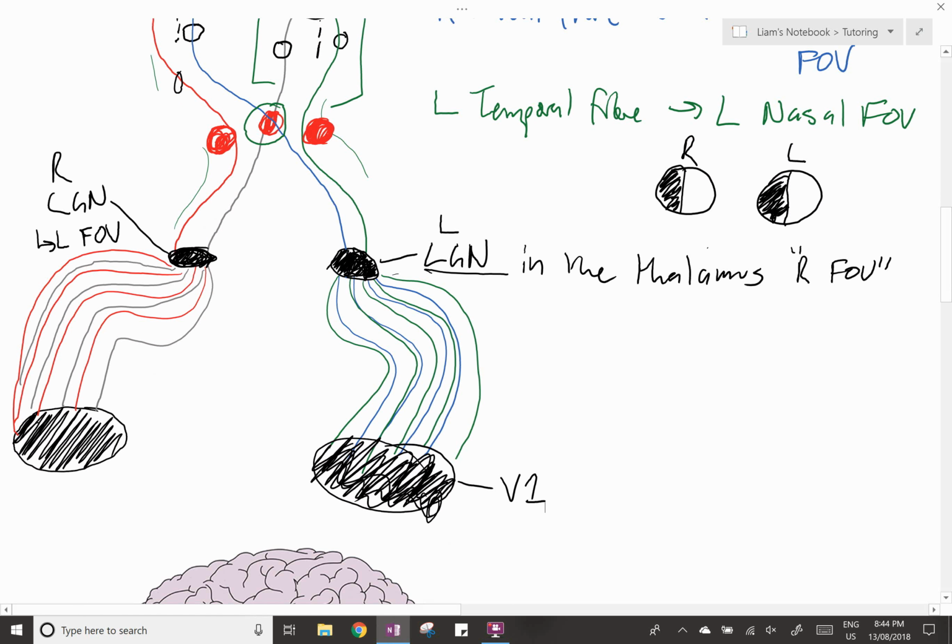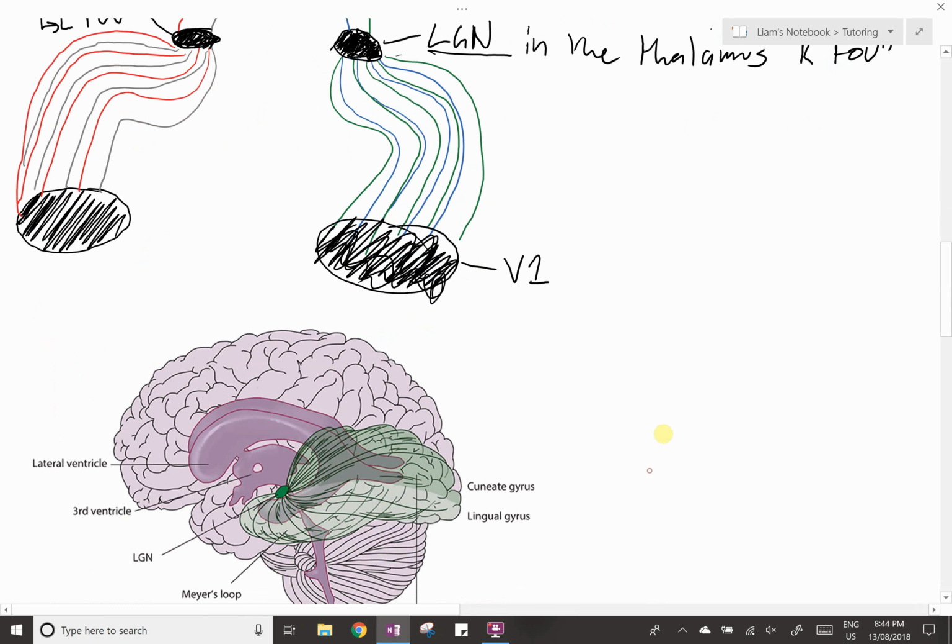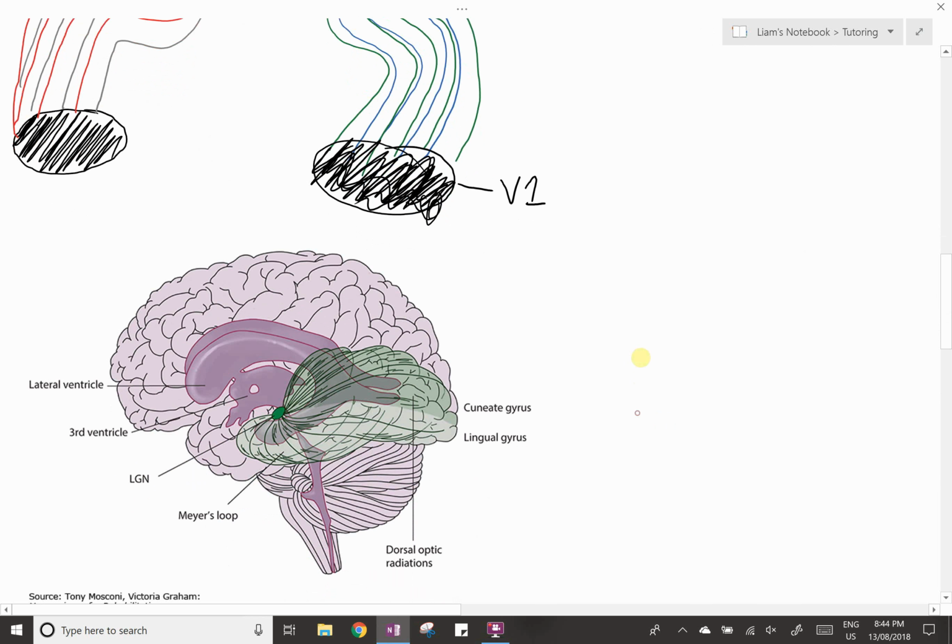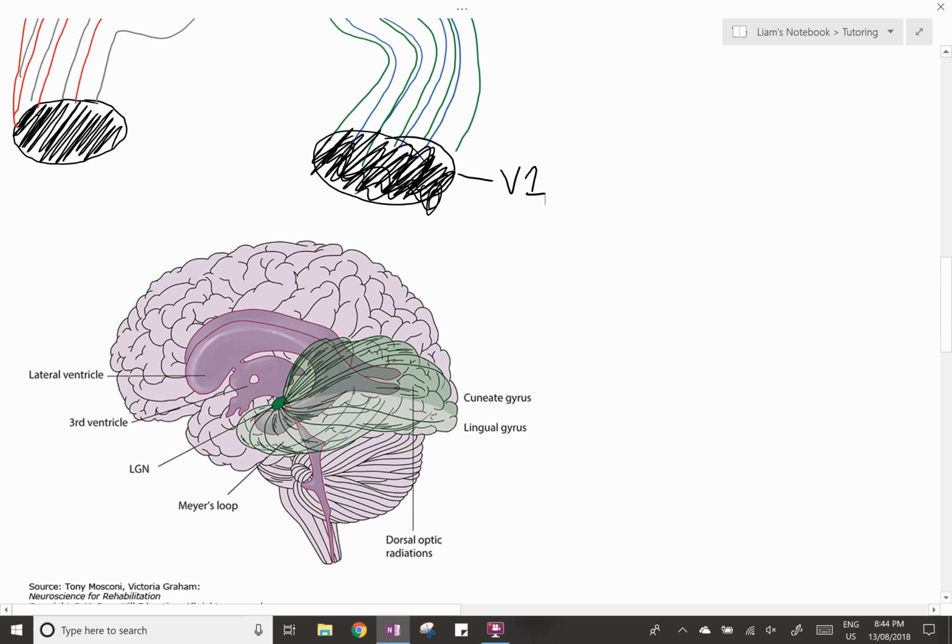Cool. Now, I'm not a very good artist, so to try and give you a bit more of an appreciation of what these optic radiations look like, you can see that here. This is our lateral geniculate nucleus again. They fan out over quite a large area of the brain. This has quite significant clinical consequences because it means that if we have a small infarct, we can get very specific patterns of visual loss.